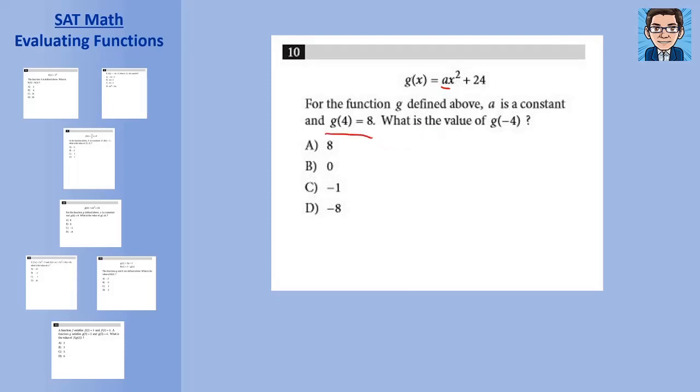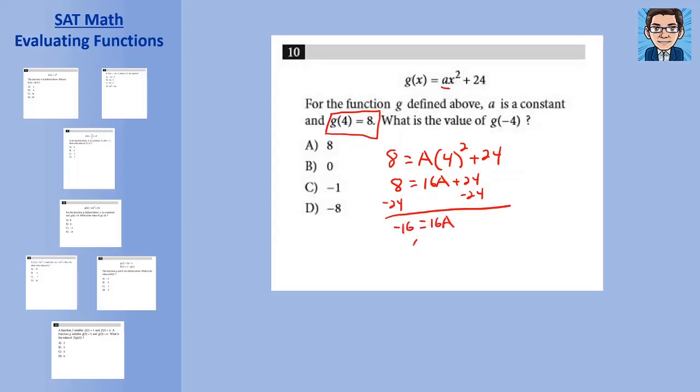So if we put in 4, the function is going to evaluate to 8. So we could go that 8 equals A times 4 squared plus 24, or 8 equals 16A plus 24. Subtract 24 from each side. Negative 16 equals 16A. So A equals negative 1.